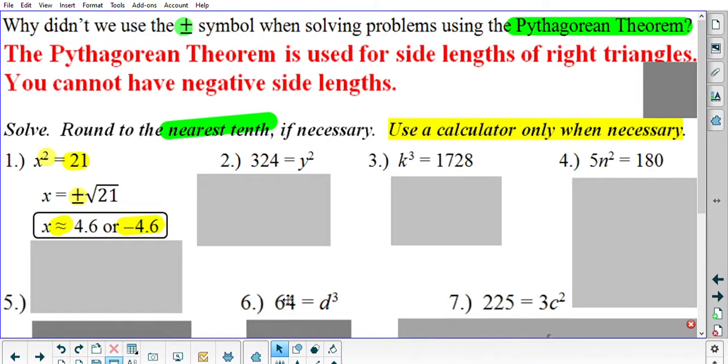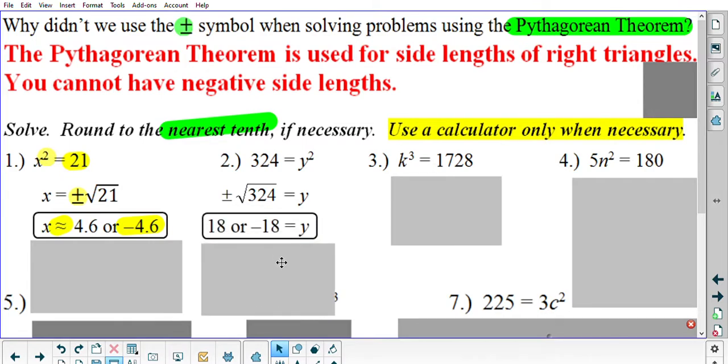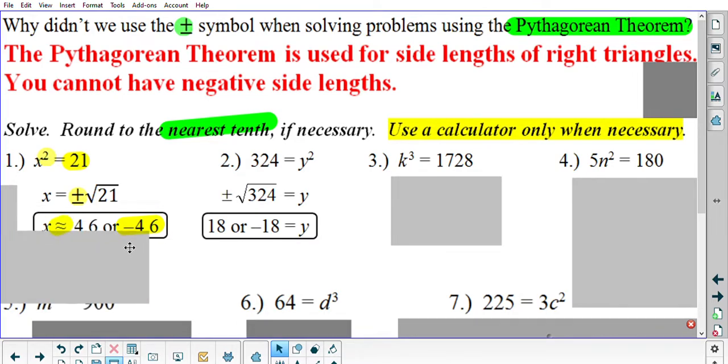All right, problem number 2. 324 equals y to the second. So how do I solve for y? Well, I do the square root. But again, we have to do the positive or negative of the answer. So the square root of 324, that actually is a perfect square. If you went back to your guided notes that had the list of perfect squares, 324 is a perfect square. The square root of it is 18. Again, we want the positive or negative of the answer, so it's positive 18 or negative 18. Normal equal sign because I did not have to round.